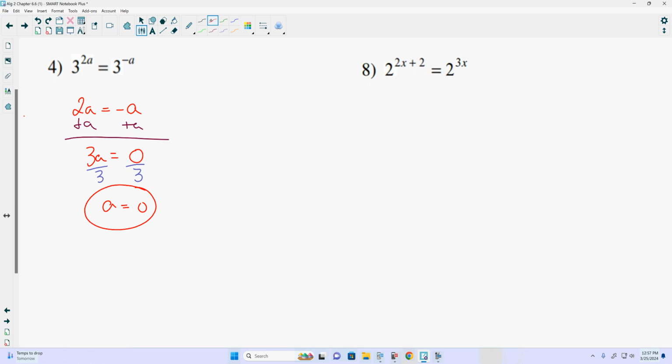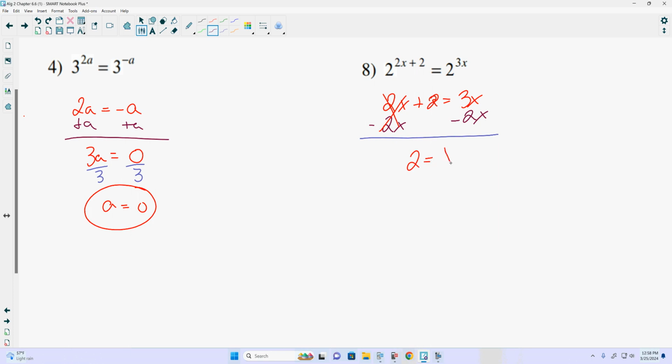Problem number 8. 2 to the 2x plus 2 is equal to 2 to the 3x. Since the bases are the same, we set the exponents equal: 2x plus 2 is equal to 3x. Now we need to get x by itself, yes? So we would subtract 2x from both sides. 2x minus 2x is 0, leaving us with 2.